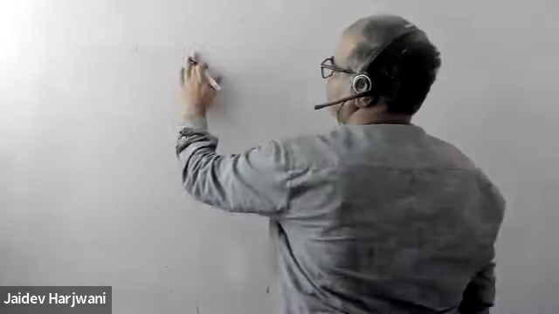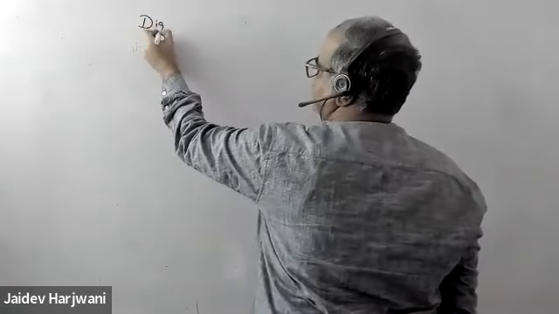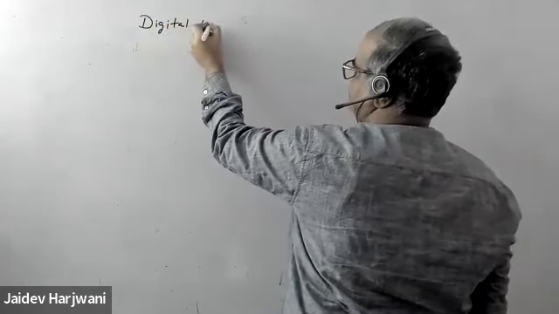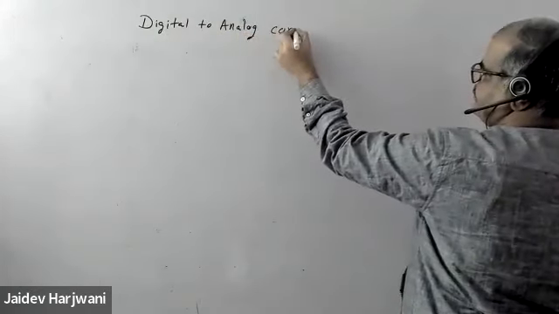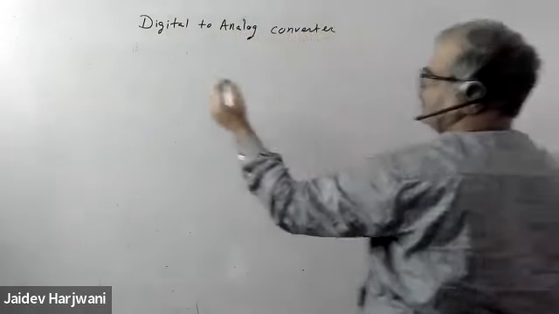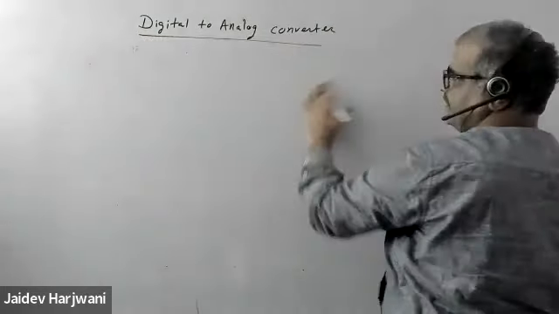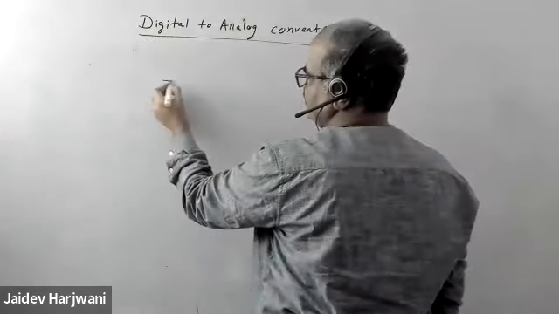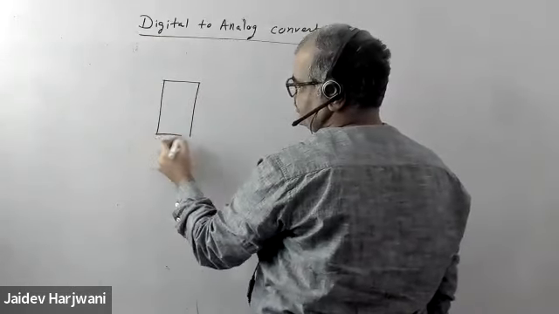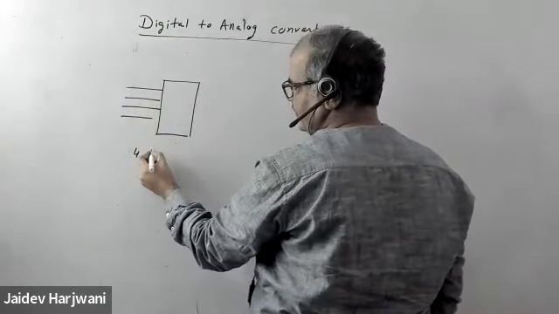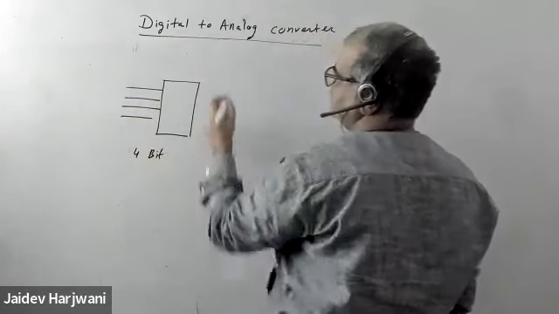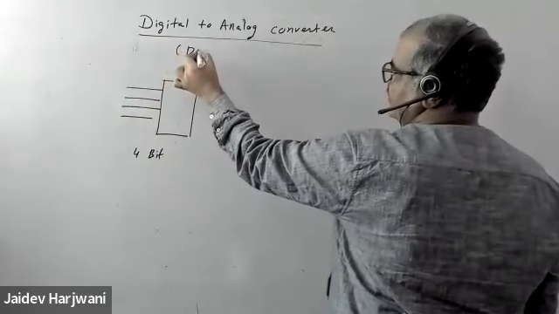So let us start the last topic, digital to analog converter. Now, basically, what is a digital to analog converter? You will give digital input. Suppose this is a 4-bit D2A converter. 4-bit digital to analog means D2A.